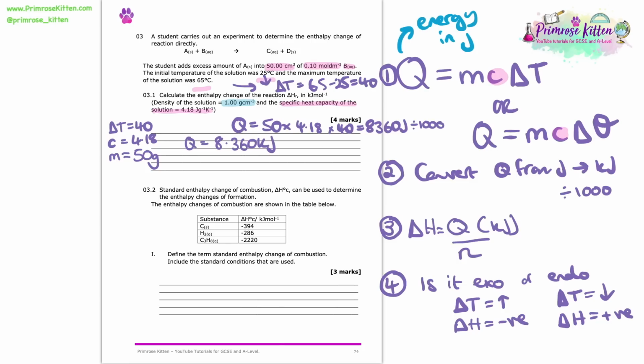Next up, we need to work out the enthalpy change by taking that Q and dividing it by the number of moles. But we do have a slight problem here. We don't know the number of moles of B, that limiting reactant. So let's work it out.